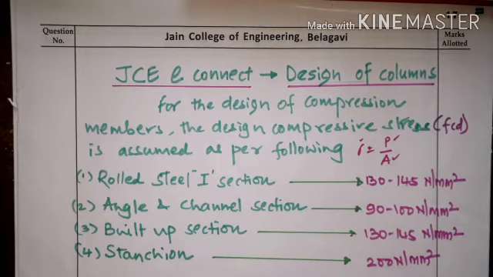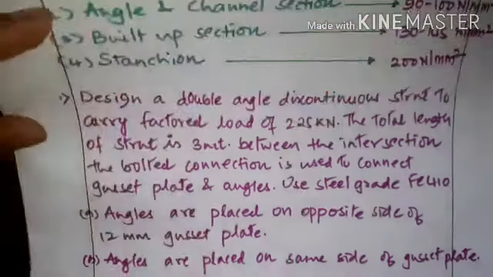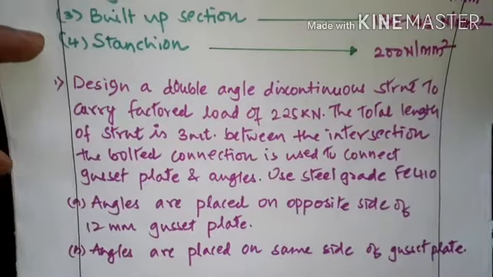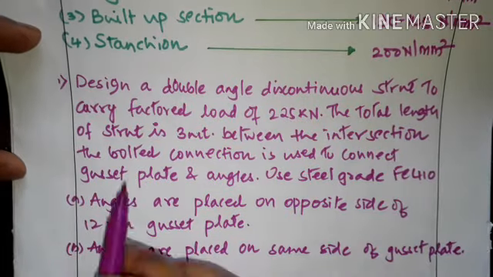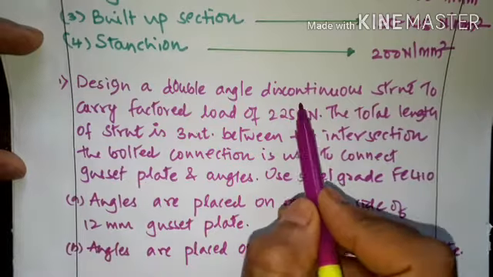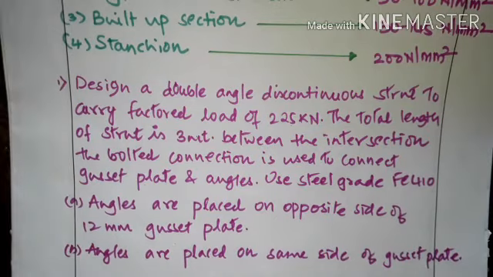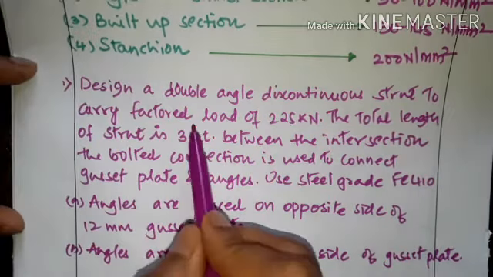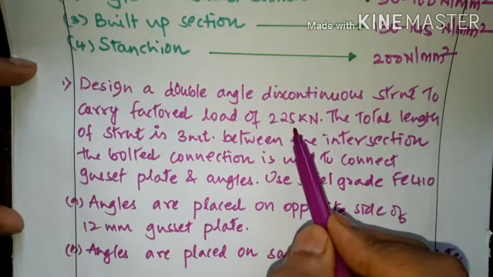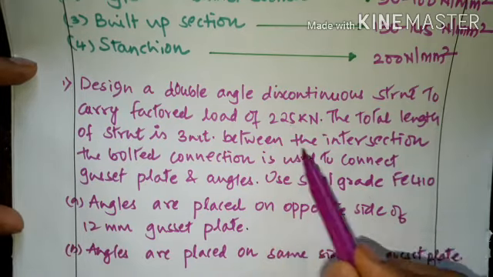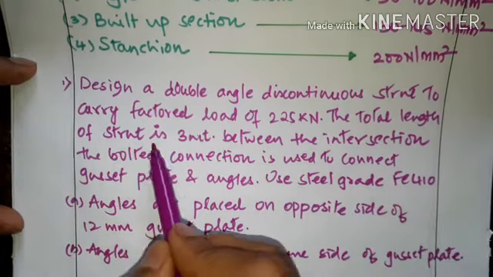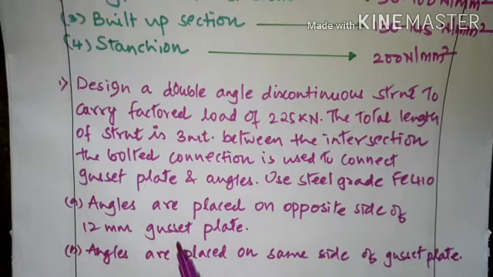So let us solve one problem today for design of compression member. I'll read out the statement of the problem. Design a double angle discontinuous strut to carry a factored load of 225 kilonewton. The load given in the member is 225 kilonewton. The total length of the strut is 3 meter.